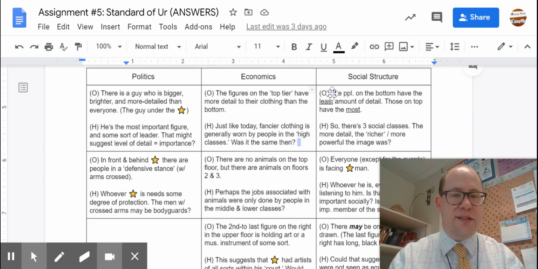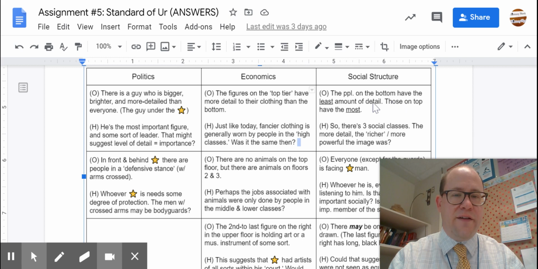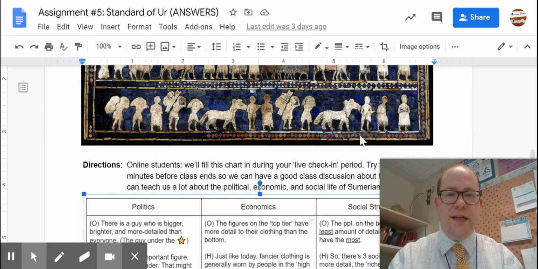Okay, so this one says the people on the bottom floor have the least amount of detail, the people on the top floor have the most. And my inference is that might suggest what the social classes are. The more detail, the more powerful. So let's take a look.